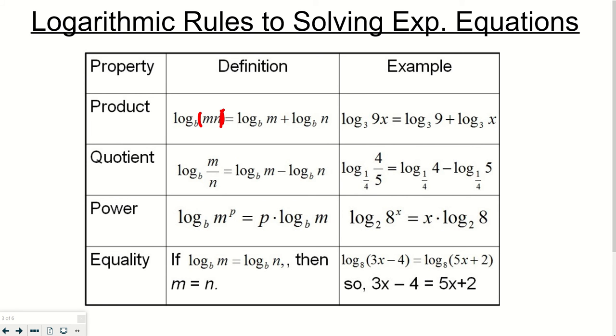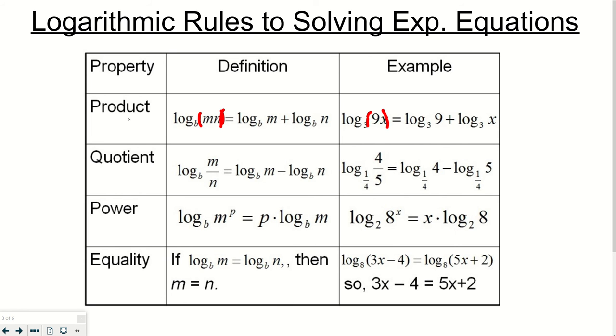So you have log base b, whatever that base is, and then you have m times n. Well, you can split that into a sum. They're both going to have the same base. It's going to be log of the same bases, and you're going to separate it with addition. What I like about this rule image is that they have an example. Let's say you have log base 3 of 9x. You can separate that as a sum. So now you have log base 3 of 9 plus log base 3 of x.